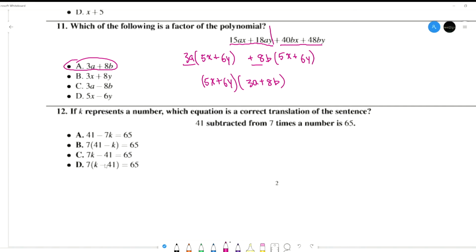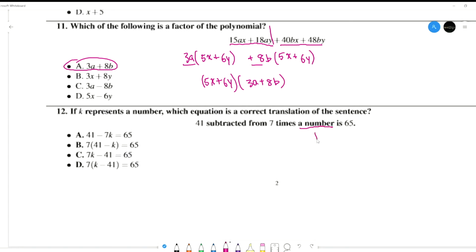All right. Number 12. This one we're just going to have to take what's there and try to translate this into an equation or expression, whatever this is. So let's read this together. If k represents a number, which equation is the correct translation of the sentence? So a number, k represents a number.